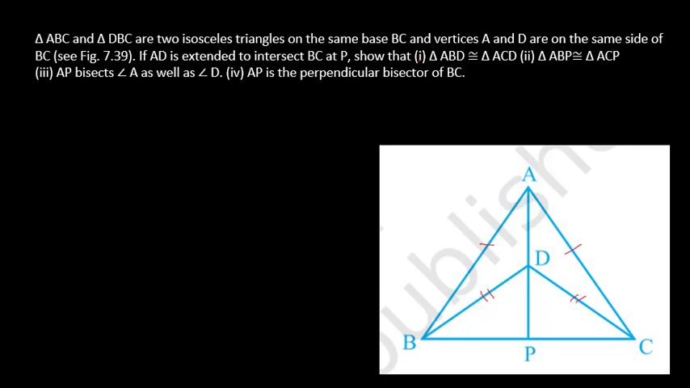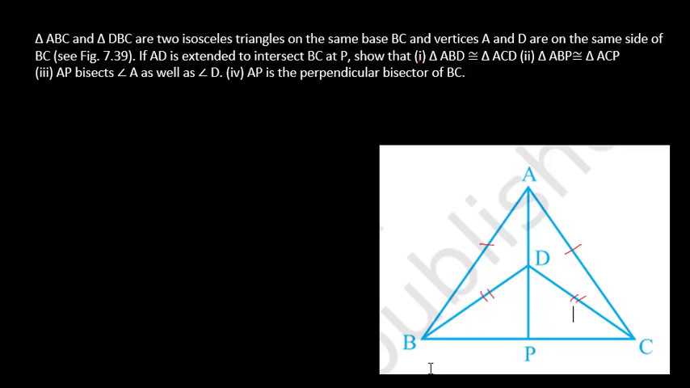Okay. Third, I have to show that AP bisects angle A as well as angle D. AP bisecting angle A we have already shown. Now I have to show that it also bisects angle D. For that I will take triangles DBP and DCP and prove them congruent. And lastly, I have to show that AP is the perpendicular bisector of BC.